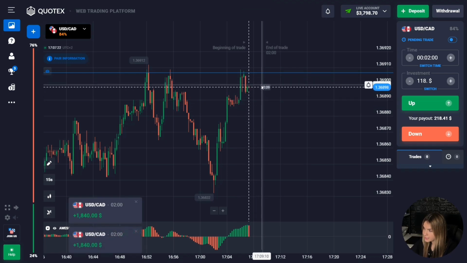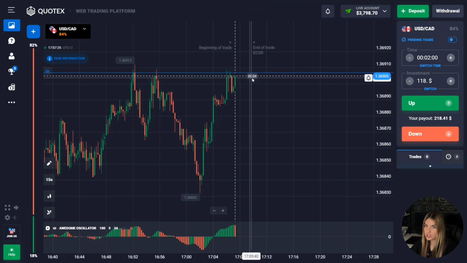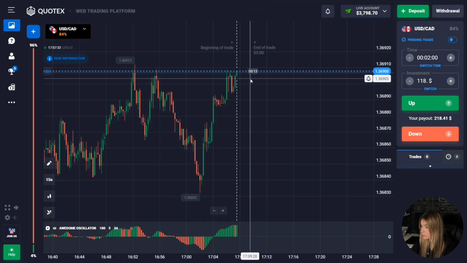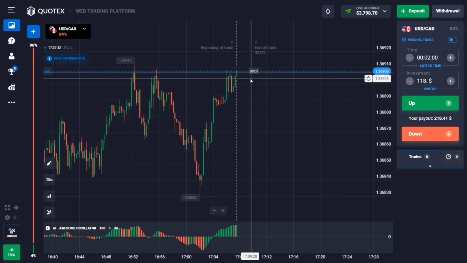Amazing, the price continued to move up and we made a profit here, guys. 2 minutes was just enough for us. Also, the indicator turned out to be right again and gave us a good entry point. Meanwhile, I already have almost $4,000 on my deposit and I suggest to open one last deal for today. So guys, give me some time and we will continue.